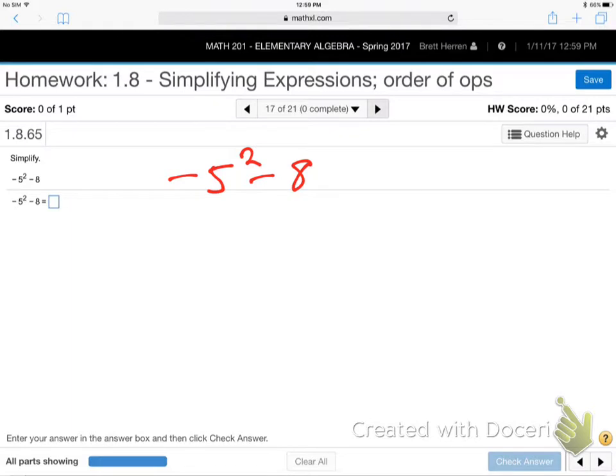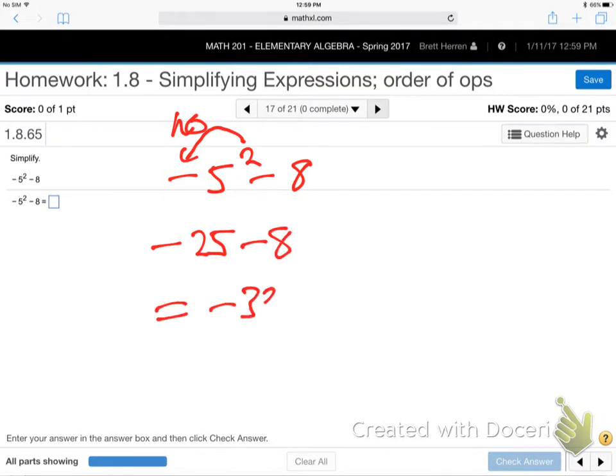Negative 33. Yeah, so does this 2 have power over this minus? No. There's no parentheses. So that minus just stays there, and it's just minus 25 minus 8, and that's minus 33. We good with all that? All right, I will stop.